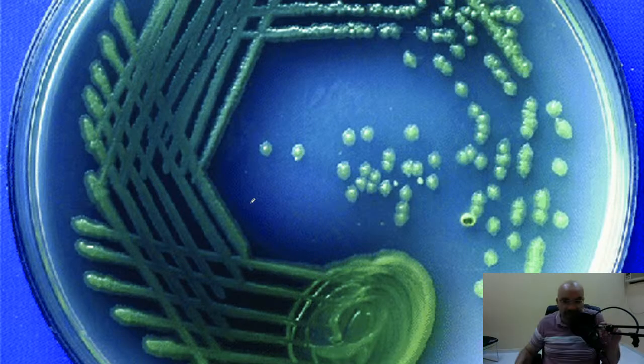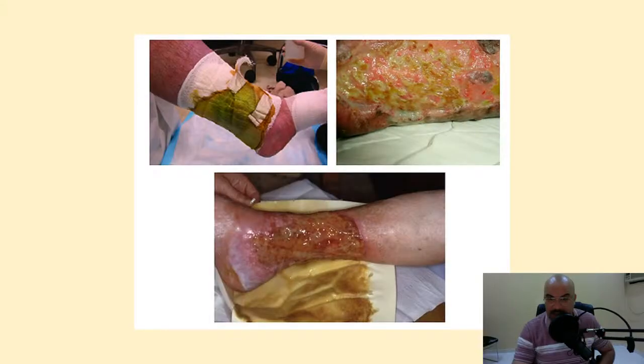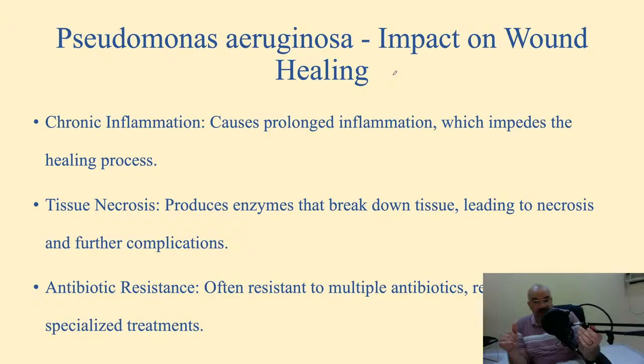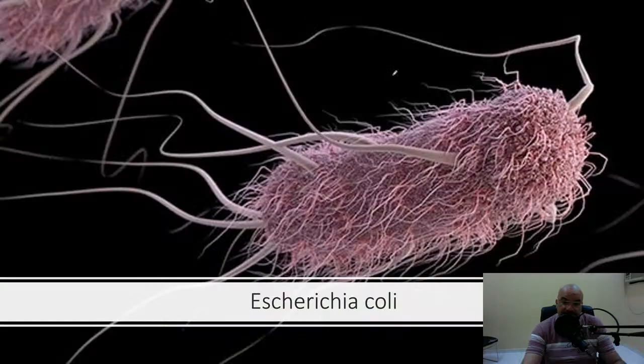This is how Pseudomonas aeruginosa looks in the dishes, and this is how it looks in the wounds. I'm sure you have already seen this kind of exudate that comes within wounds, with a greenish color. Pseudomonas aeruginosa negatively impacts wounds, in the worst scenario causing prolonged inflammation. Because of the enzymes the bacteria produce, it leads to accelerated tissue necrosis and, of course, higher resistance to treatment.